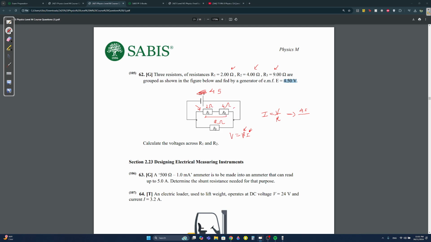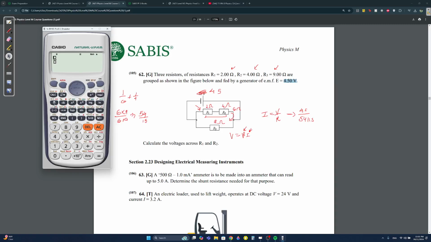Here in this branch, you have 6 ohm, but it's in parallel with this 9. If you want, you can use the rule 1 over 6 plus 1 over 9 and then flip it, or some people use the product over the sum, which works completely fine. So they get 54 over 15. I'm going to use 54 over 15. So I'm going to get 4.5 over 54 divided by 15. I'm going to get 1.25 as the current. So I is equal to 1.25.